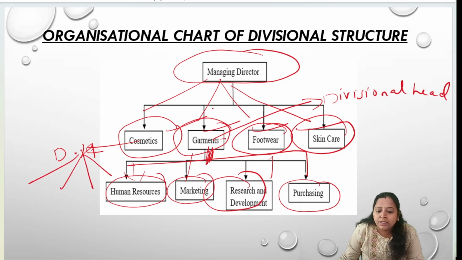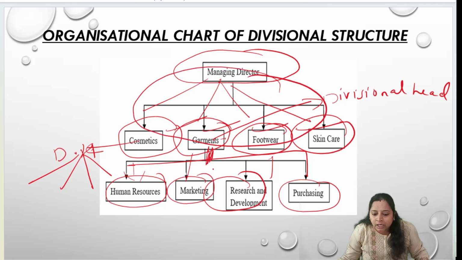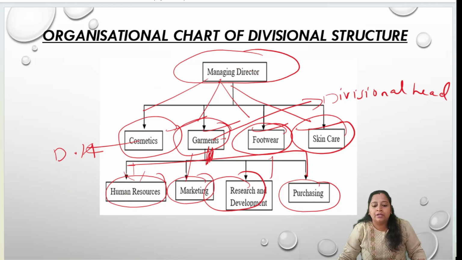So you can see the divisional structure. First you will have a divisional structure. Below that you will have the functional structure. So that is what you mean by your divisional structure and your functional structure. Hope you people understood the organizational chart of your divisional structure, right?